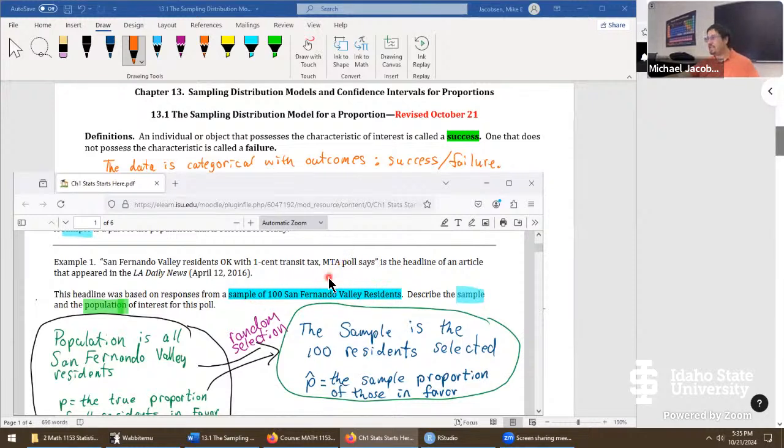So what's going on here is they were polling the residents of San Fernando Valley, asking them if they're okay with the tax. People who respond, yes, they're okay with it, would be the success. That's the thing we're interested in, the proportion of people who are okay with the transit tax. And the people who respond to the survey saying, no, we're not in favor of the transit tax, those would be the failures in the study. Does that make sense at the moment with the dichotomy successes versus failures?